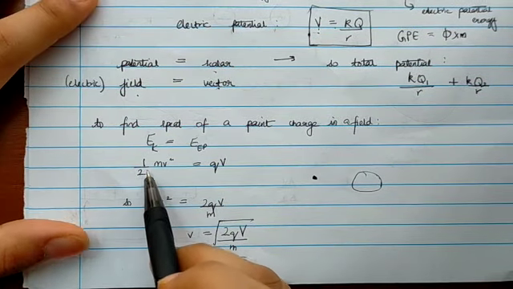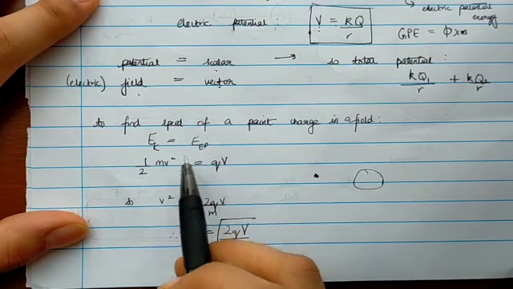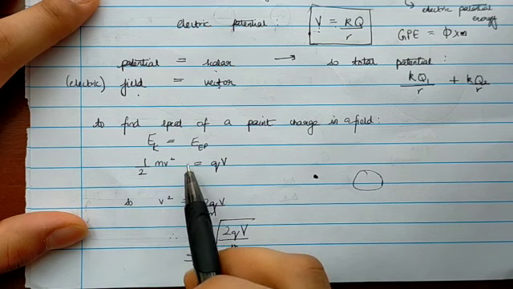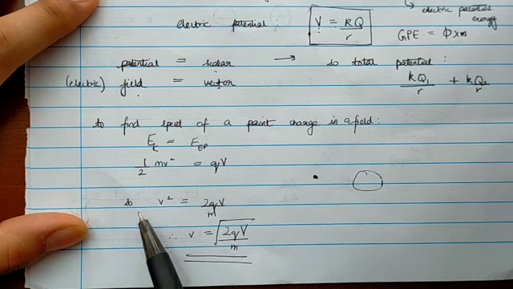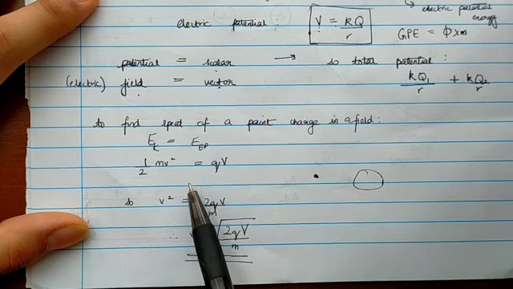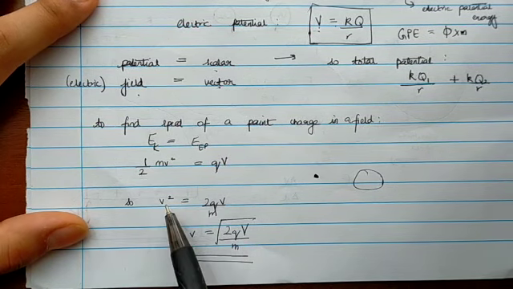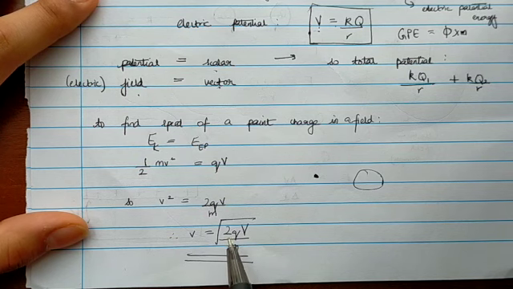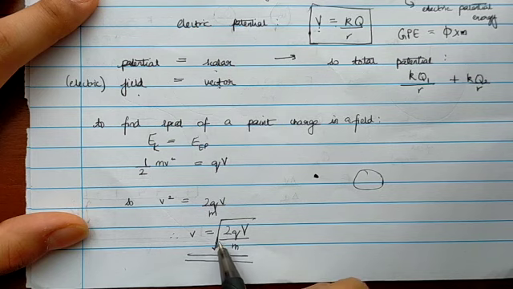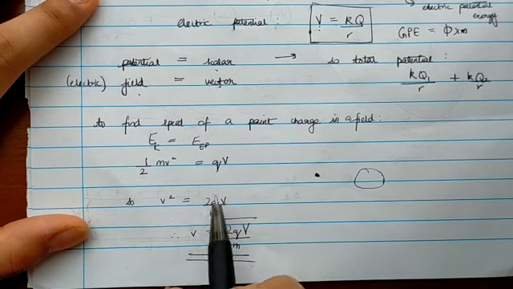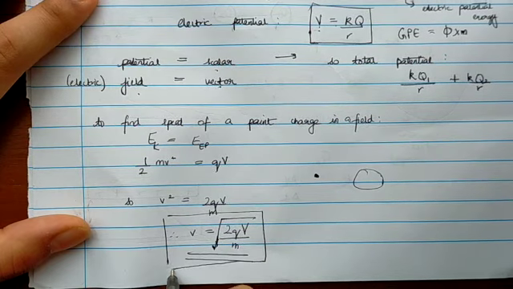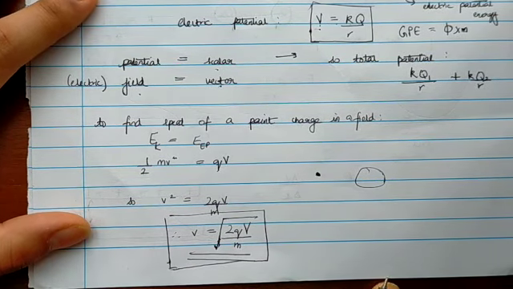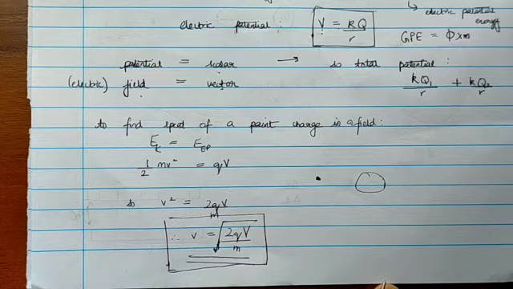So all that we do is write the respective formulas for these. So half mv squared equals qV or Vq. So all that I've done now is rearrange for v, and we get v equals root of 2qV over m. So this is all root, not just the numerator. So this is again an important equation for the velocity of a point charge in a field, derived.